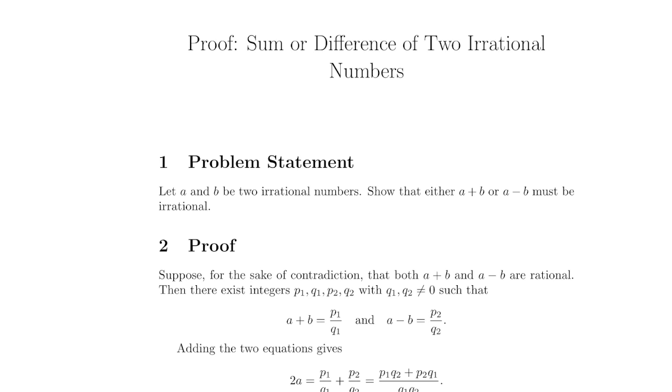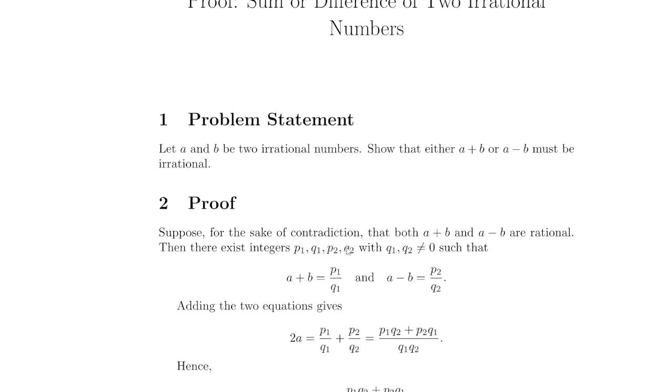In this video, we want to prove that if a and b are irrational numbers, then a plus b or a minus b must be irrational. We're going to prove this by assuming the opposite. So we're going to assume that a plus b and a minus b are rational numbers. That means that there exist integers p1, q1, p2, q2, with q1 and q2 not equal to 0, such that a plus b is p1 over q1 and a minus b is p2 over q2.